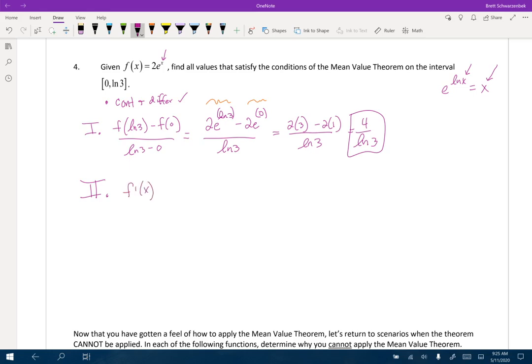So what's the derivative of 2e to the x? Well, the constant multiple just goes along for the ride. Derivative of e to the x is e to the x. So not much actually was accomplished with that. That's just the easy, simple derivative. So the last step is to set these equal to each other, and what do we get? We get something that is quite horrific looking. So this is the equation we're going to have to solve.